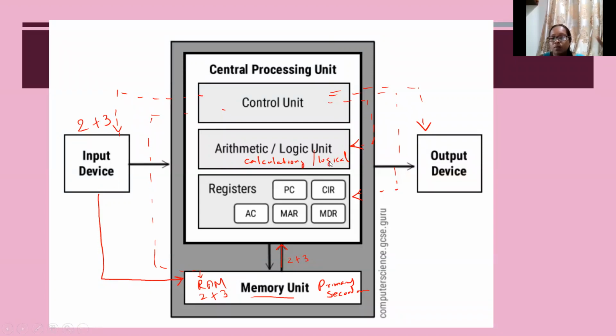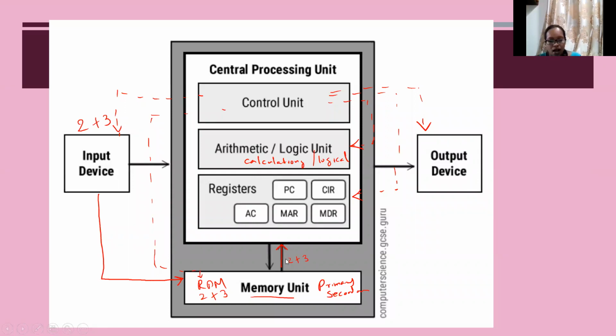That logical operations are done by this arithmetic logic unit, and calculations like addition, subtraction, multiplication, all are done by this ALU part, right? And what are the registers? Those are the parts that are used to hold the data and instructions temporarily within the CPU.